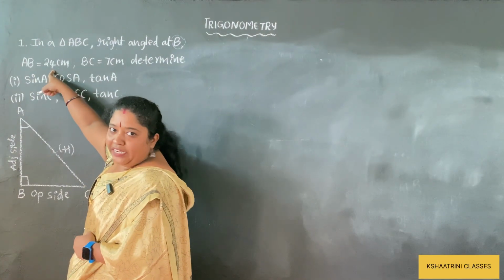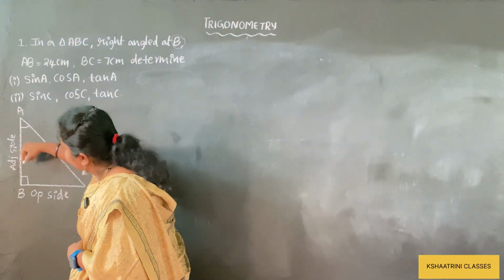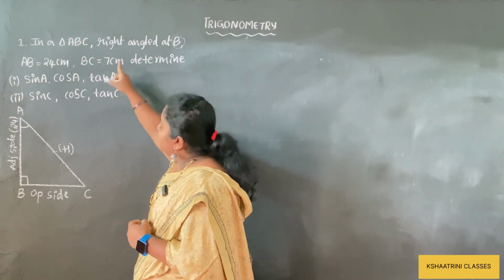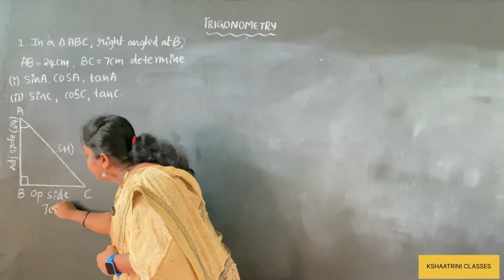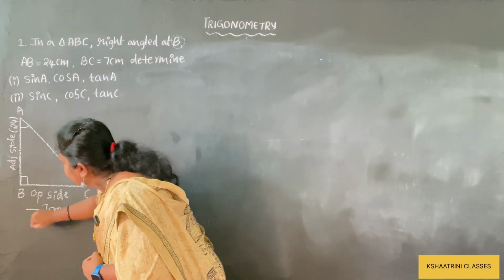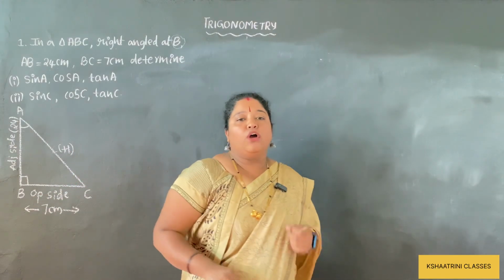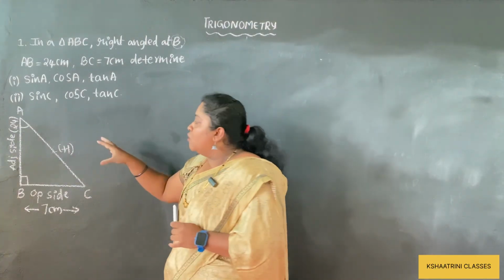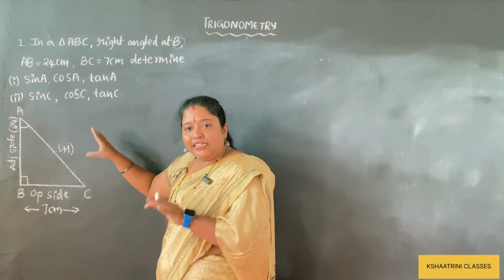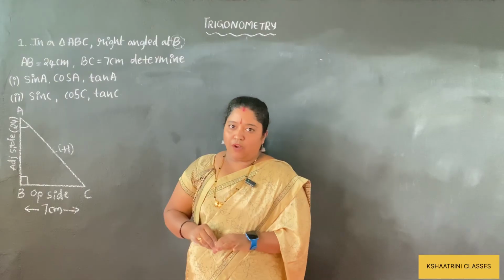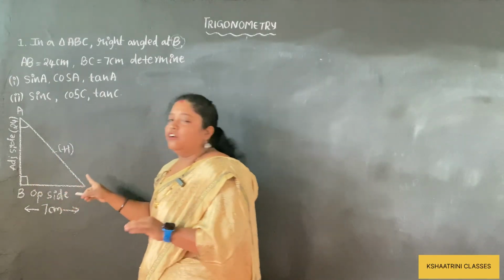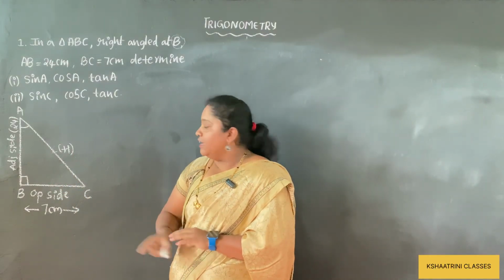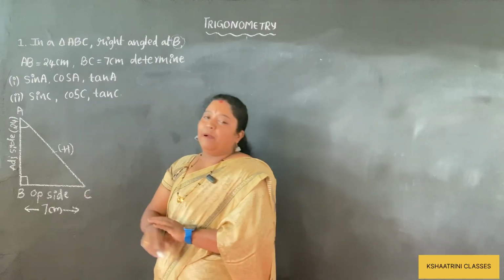AB equal to 24 centimeter means this AB side is how much, dears? 24 centimeter. And BC is given. BC is how much? 7 centimeter. BC is given and AB is given. To write the trigonometric ratios, we know that hypotenuse is also necessary. So we first have to calculate the hypotenuse and after that we'll use the formulas. And you know that in the right angle triangle, if two sides are provided, then am I able to find the third side? Yes, of course. By which theorem? By Pythagoras theorem.